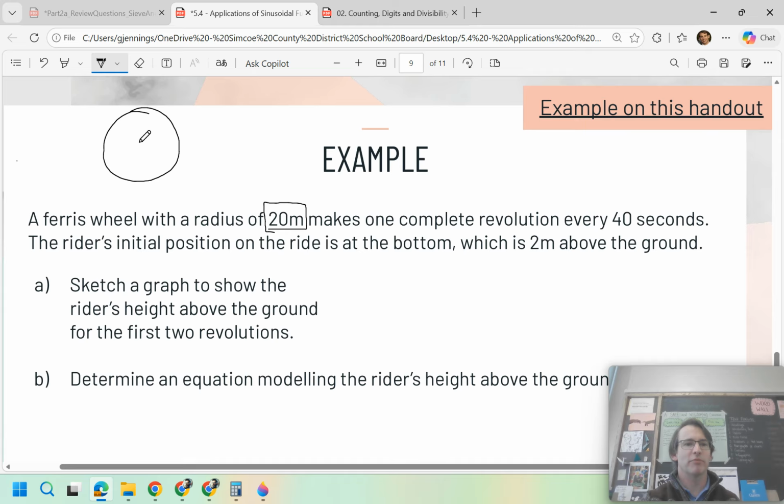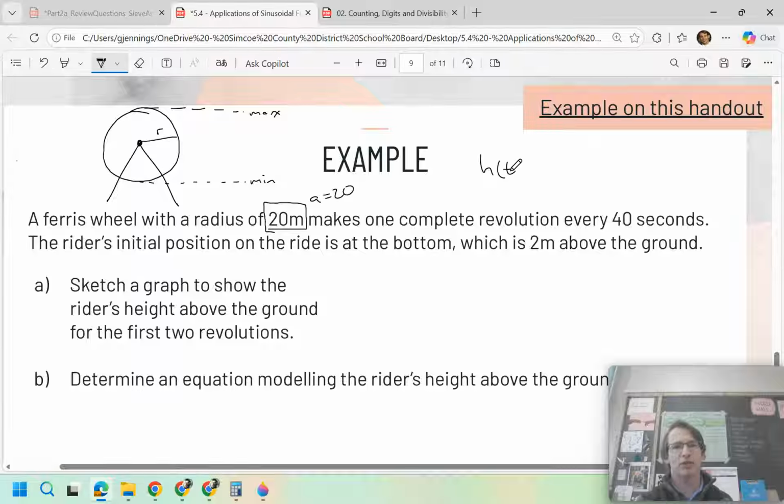Okay, so there's a picture of my Ferris wheel. See, there's the axle. This is the radius. And I sort of have this feeling that this would be our minimum value, and this would be our maximum value for height. And so what does a radius represent in this situation? Say it with confidence. Yeah, this is the amplitude. The radius equals the amplitude. So A equals 20, when h, the height as a function of time t seconds, is equal to 20 times something. Okay, and it makes a complete revolution every 40 seconds.